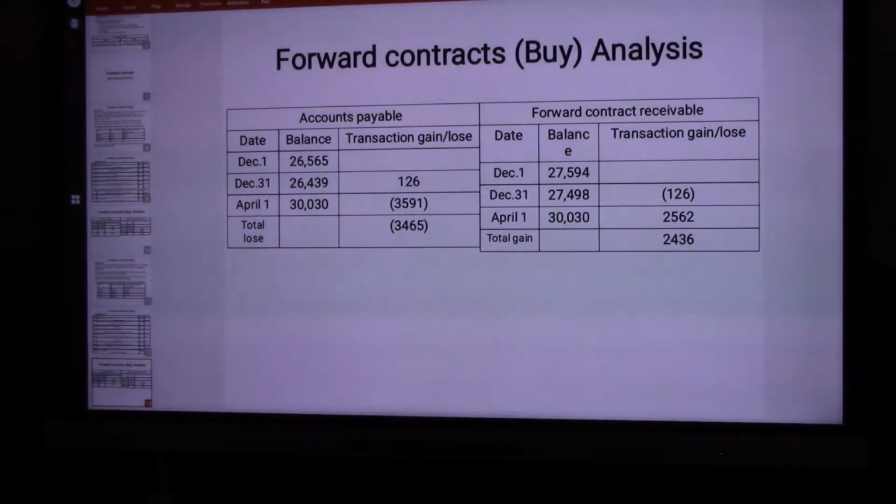لو جينا بصينا الريتس عندي كان الاول 26,500 payable, then it was decreased to 26,400, so the firm achieved a transaction gain. But when the rate increased to 30,000, the firm achieved a transaction loss of 3,591. يبقى accounts payable لوحده the firm is going to achieve a total loss of 3,465. But when the firm entered in the forward contract, the agreed price was 27,500, but there was a reduction in the rate to 27,400.